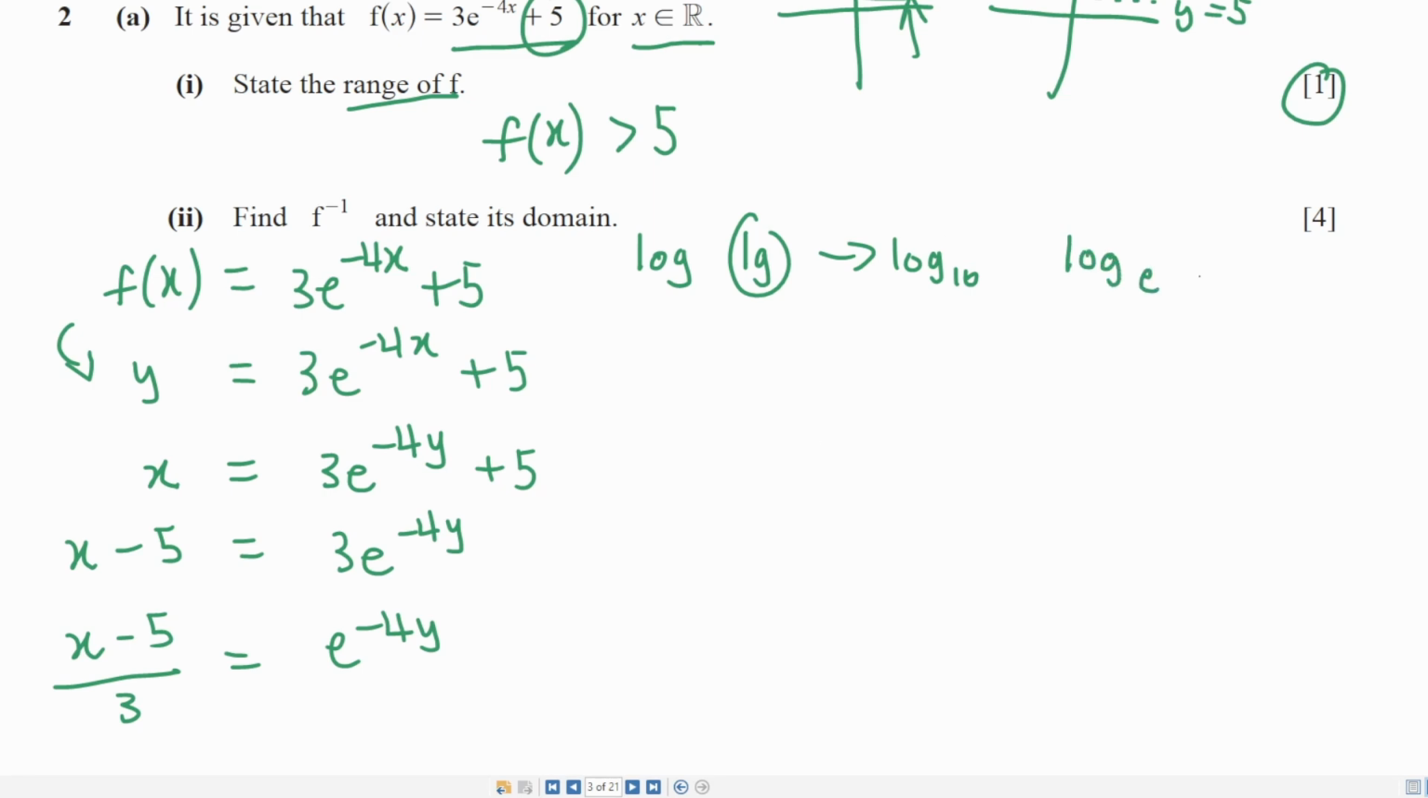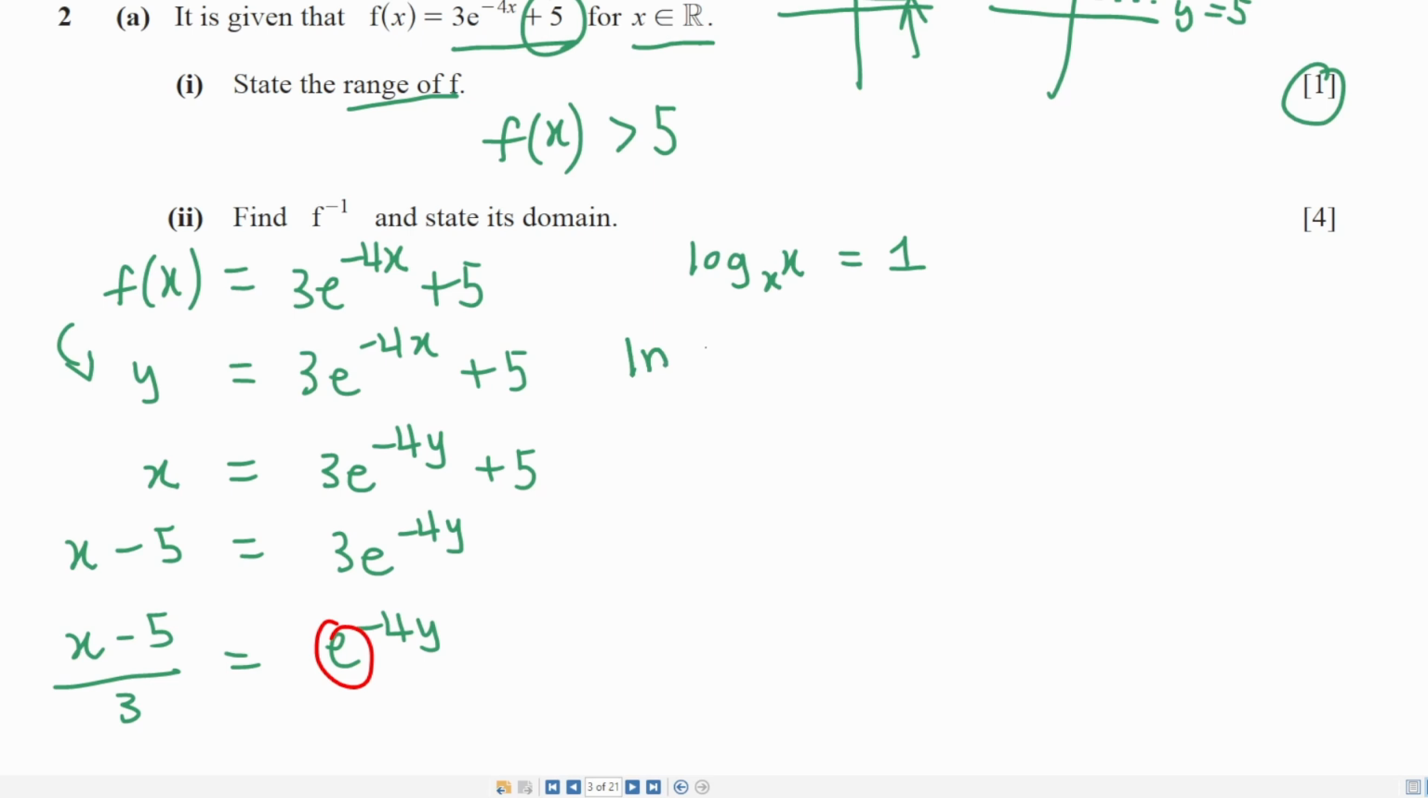Now, some theory here. The basic theory is that log with base x of x is actually just equal to 1. Knowing this, if you look at our current equation, we actually have an e. So we're going to choose log with a base of e, or natural logarithm. So we can add that to both sides.